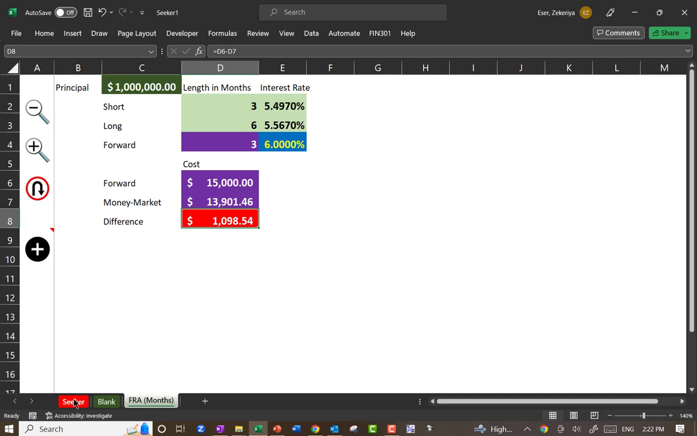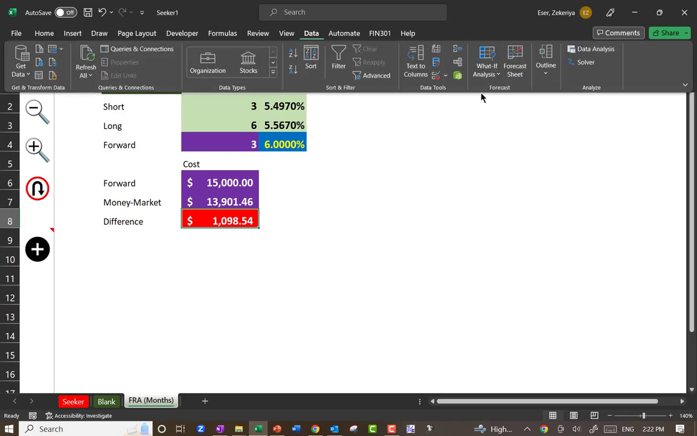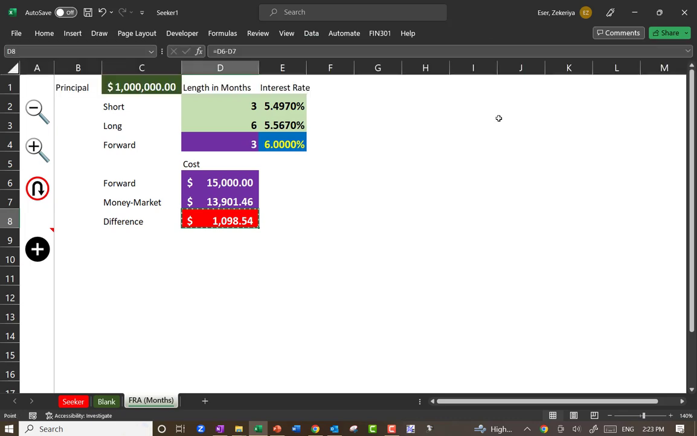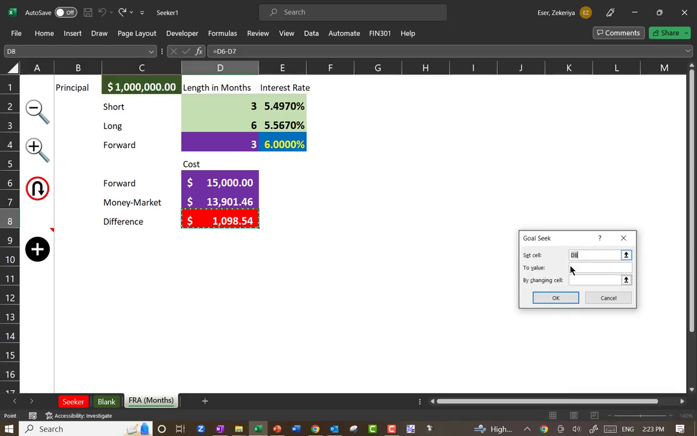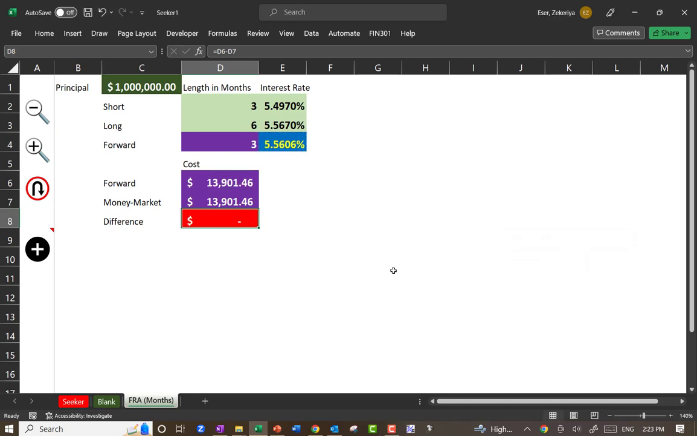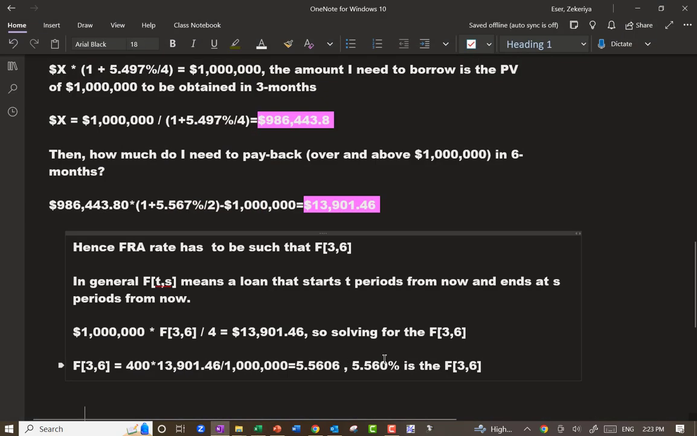I mean, we could even use the solver, but I'm not going to go fancy on you. Data, what if analysis, goal seek, make that difference 0 by changing the forward rate. So it should be 5.5606, which is exactly the number that we came up with when we did that by hand. Okay. Now let's do a different one.